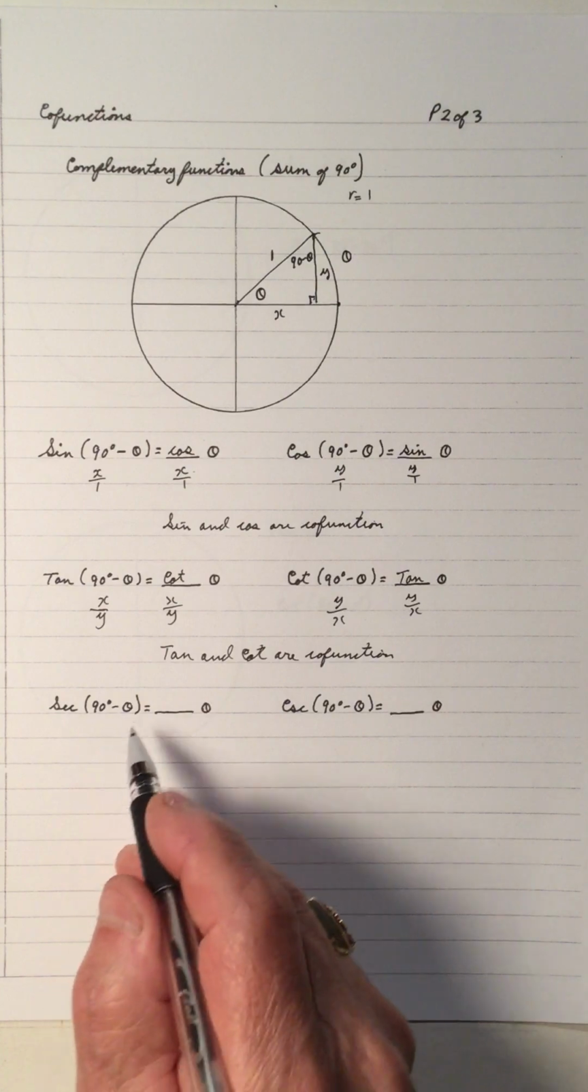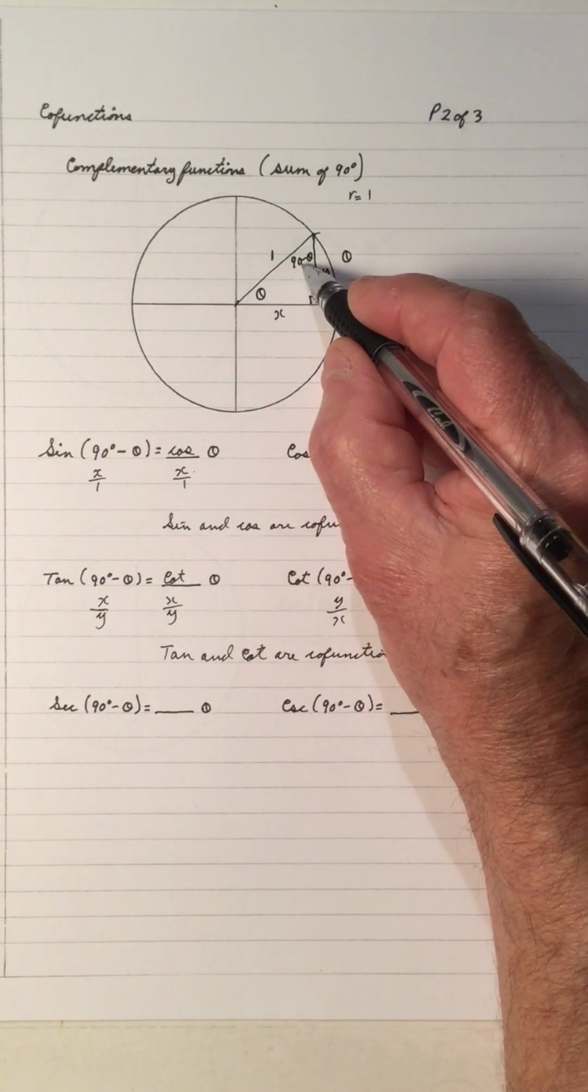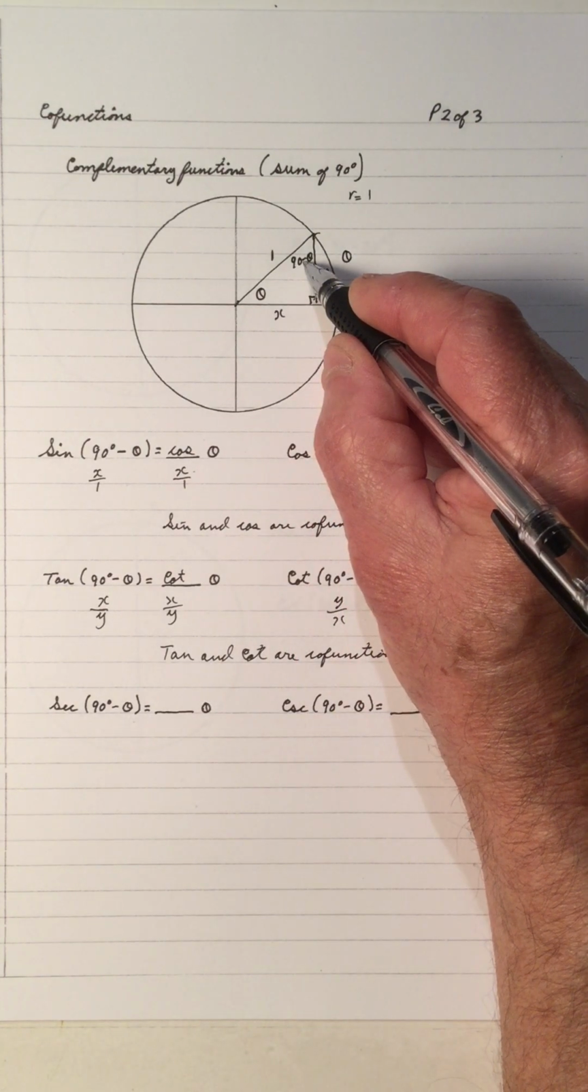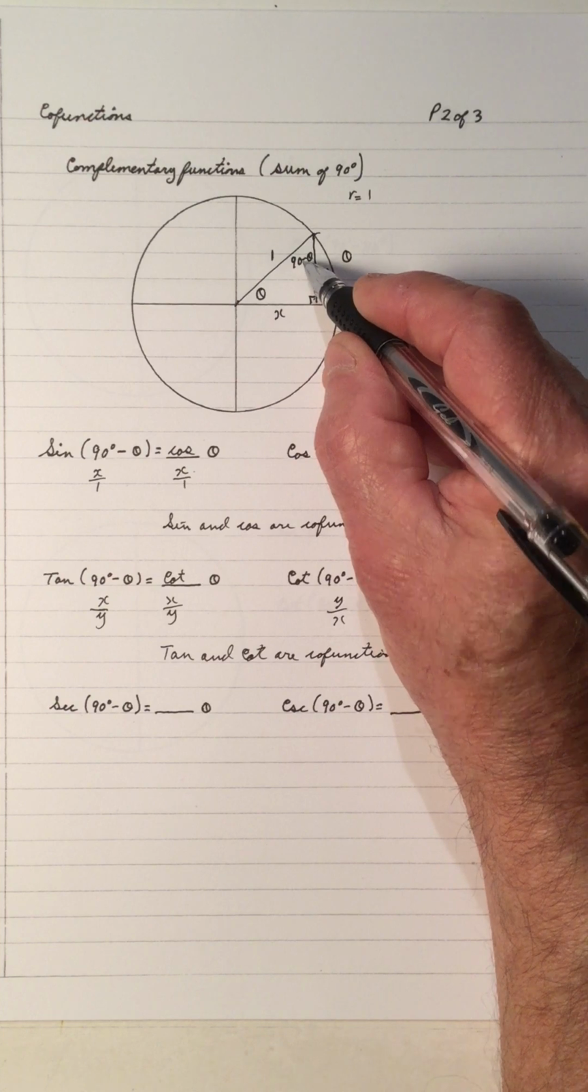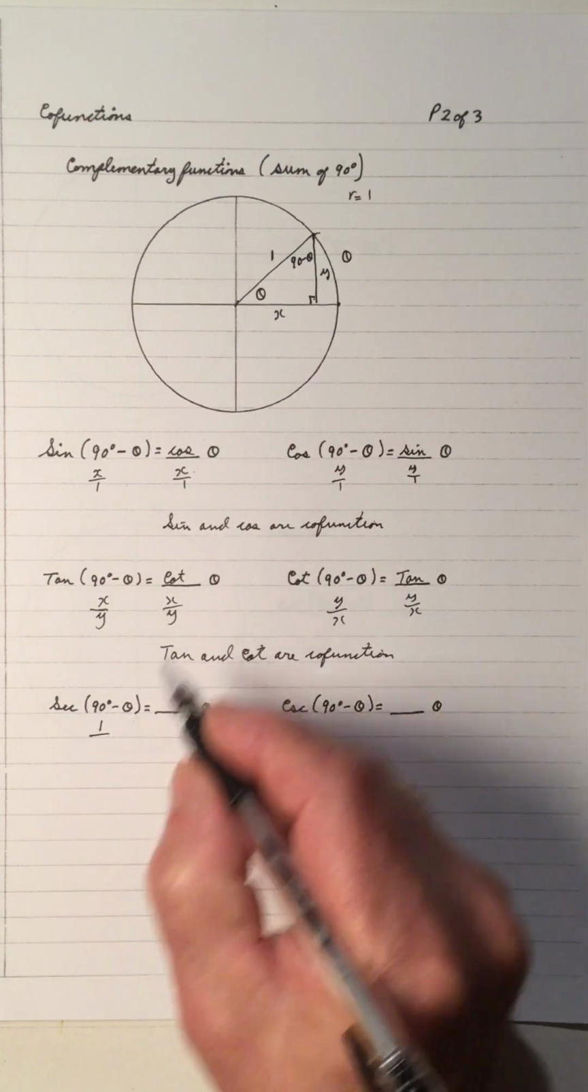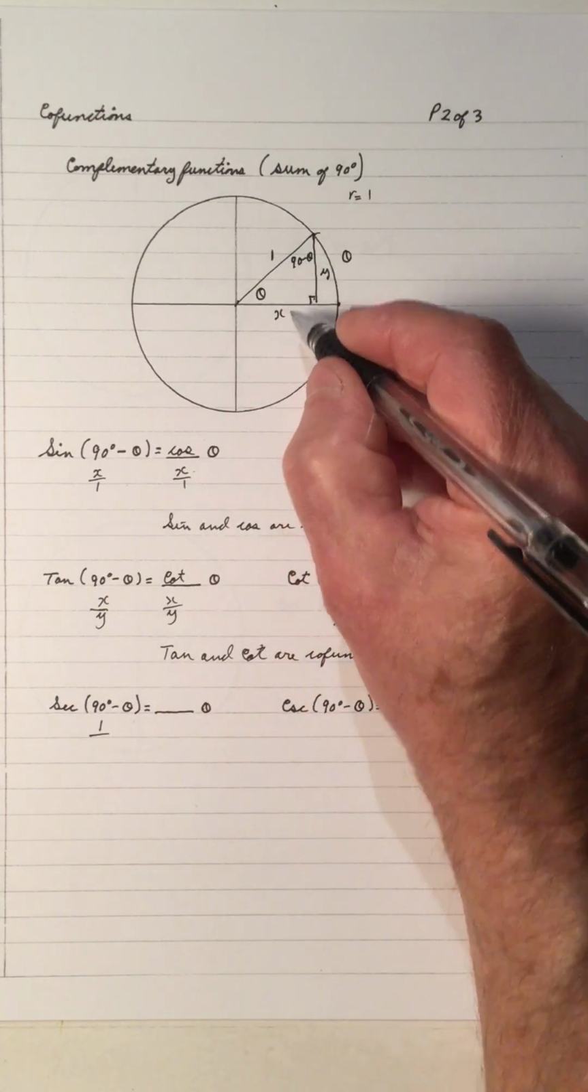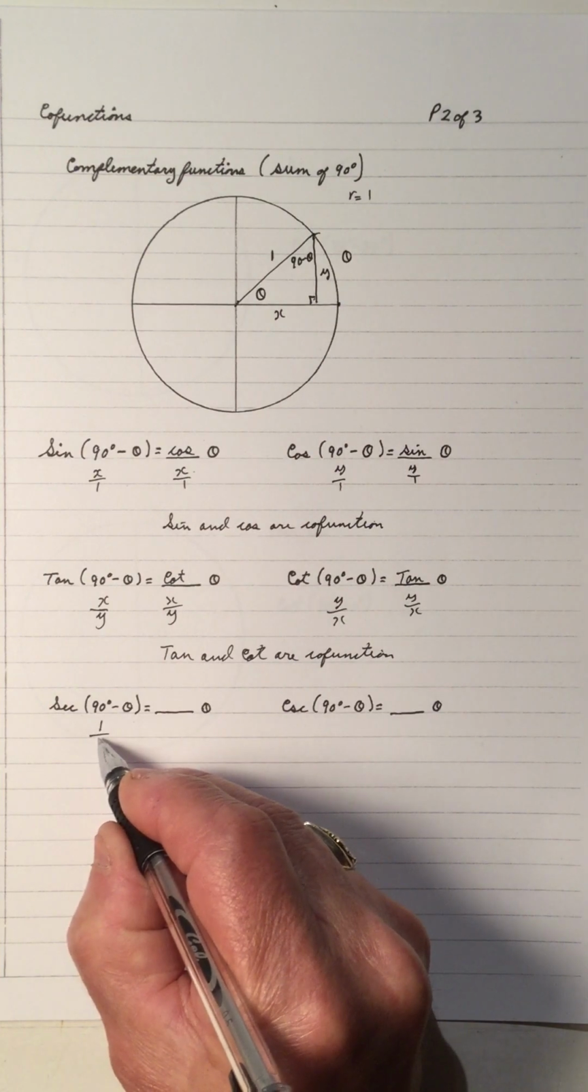What about secant? Secant of 90 minus theta. 90 minus theta is here. So secant is hypotenuse, which is 1, over opposite, which is the x.